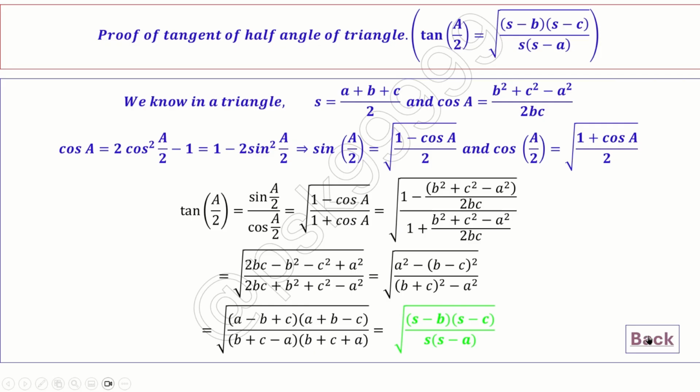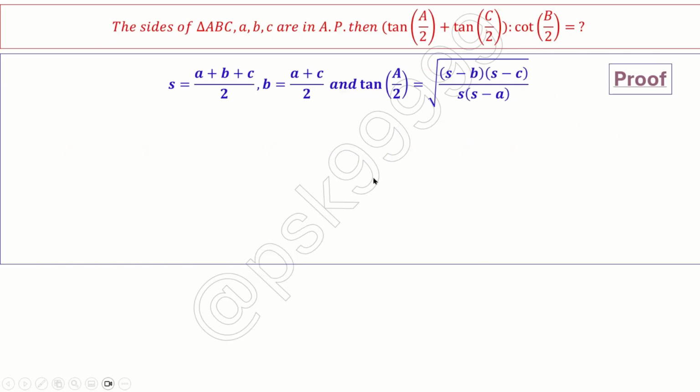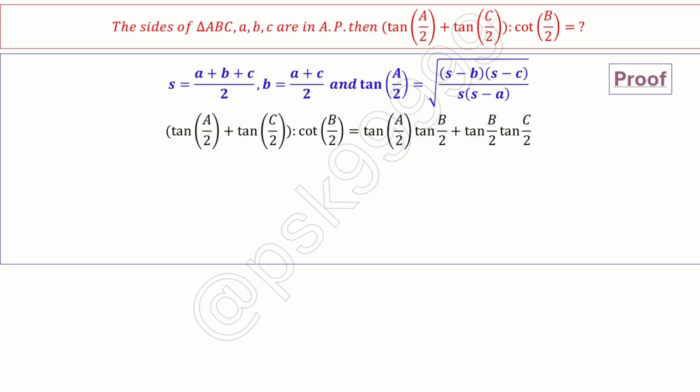So let's get into the problem now. The problem is very simple, right? Tan of A by 2 plus tan of C by 2, ratio with cot of B by 2. So this is nothing but division. If I multiply, it will become tan of B by 2 multiplied with each term here, right? So tan of A by 2 into tan of B by 2 plus tan of B by 2 into tan of C by 2. So this is what it is.